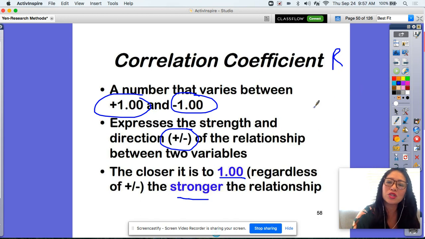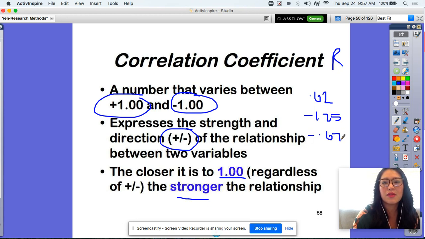Okay, so a common question on the multiple choice exam is I'll do this. Let's see, 0.62, negative 1.25, negative 0.67, and then 0.25. Okay, a question like this would basically say, okay, out of these 4 numbers, which one is the strongest relationship? Okay, the answer would be this one.